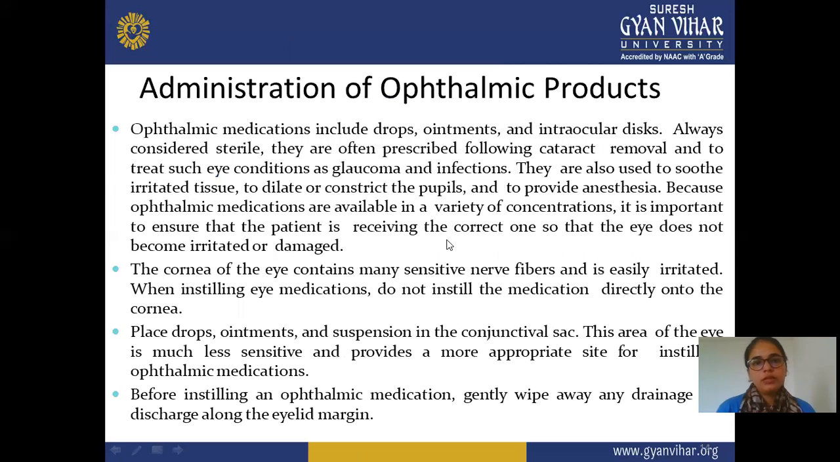Next is administration of ophthalmic products. Here we check how you administer these ophthalmic products. These ophthalmic medications include drops, ointments, and intraocular discs, always considered sterile, and they are often prescribed following cataract removal and to treat eye conditions like glaucoma and infection. This means different formulations are available. We already saw eye drops, eye ointment, and intraocular discs. These are all sterile forms and are used properly in the appropriate condition, maybe glaucoma or some other infection of your eye.